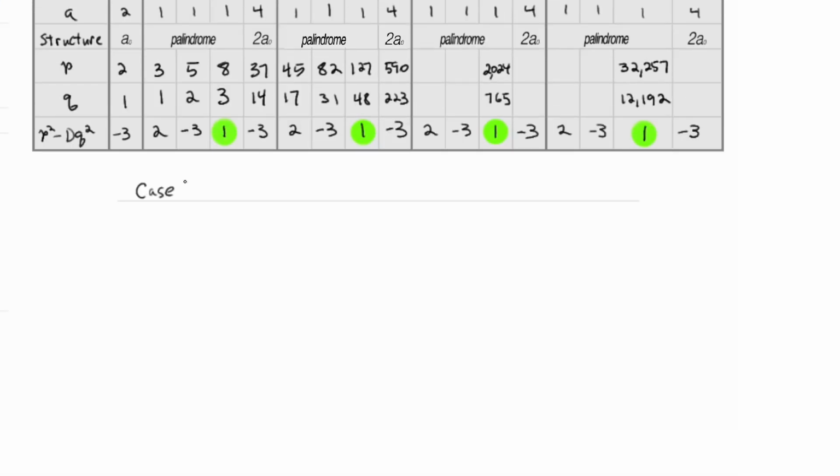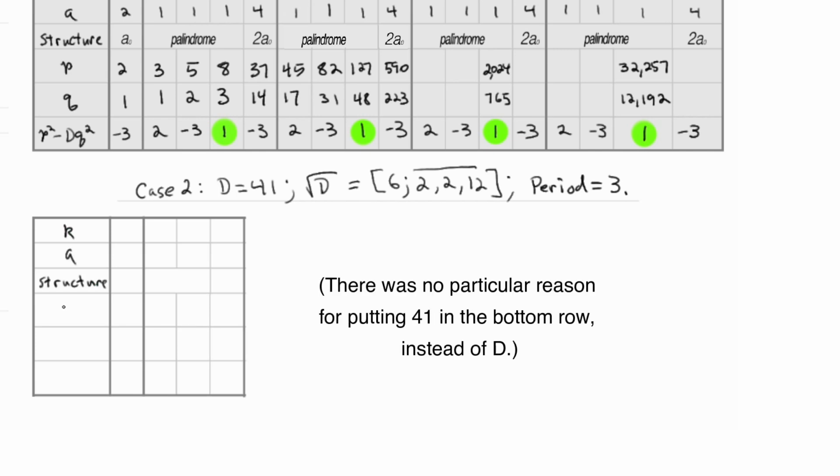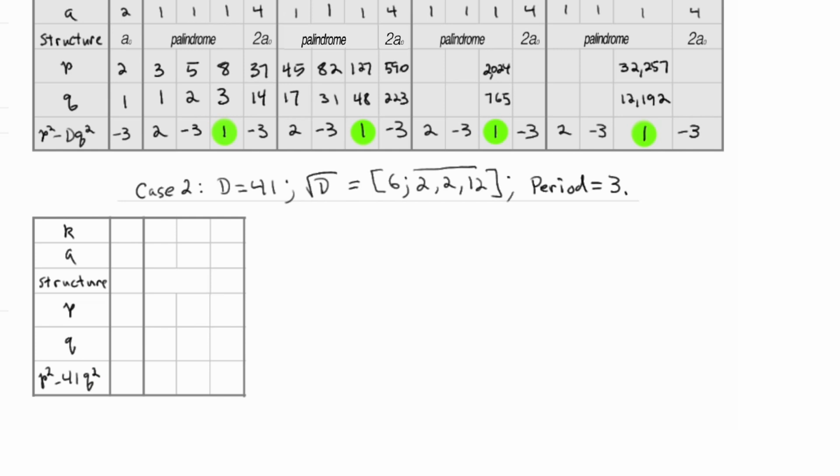Let's look at the second case. This time d equals 41. The square root of d is 6, 2, 2, 12, with the 2, 2, 12 repeating. There are 1, 2, 3 terms that repeat, so the period is 3. Here is the table with the same rows. This time in the bottom row we put the value of p squared minus 41q squared. We have enough columns to get through the first period.